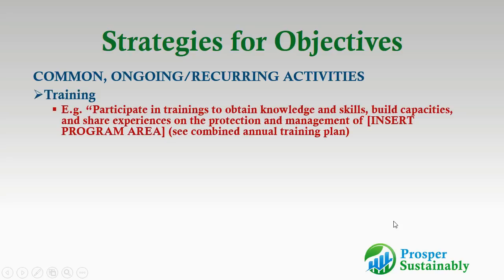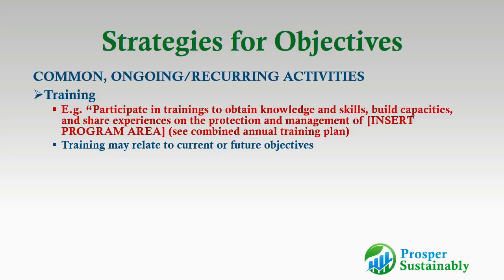Another example of a common ongoing recurring activity where you may want to take a similar approach is training. Another example of an objective you can just copy and paste into your ETEP strategic work plan is: participate in trainings to obtain knowledge and skills, build capacities, and share experiences on the protection and management of insert program areas, so air resources. And then you can have a separate combined annual training plan. The training itself may relate to the current year's objectives, or future objectives.